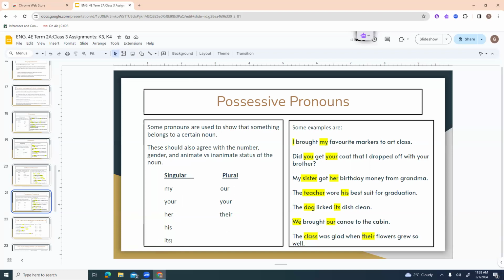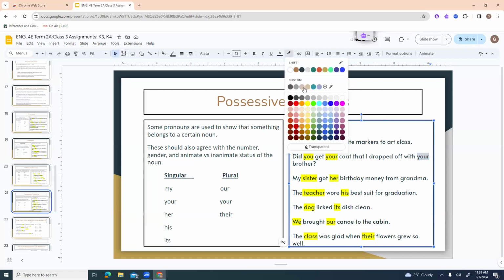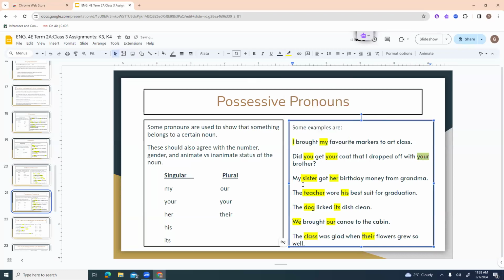If I actually had plural, I would switch over to using their, even if it was an inanimate object, okay? I brought my favorite markers to art class, so I and my match. Did you get your coat that I dropped off with your brother? And again, they all match. My sister got her birthday money from grandma. The teacher wore his best suit for graduation.